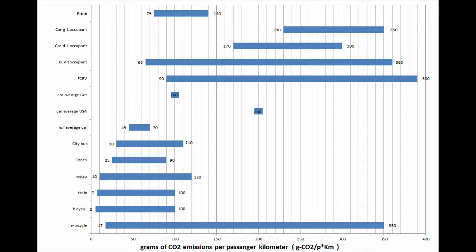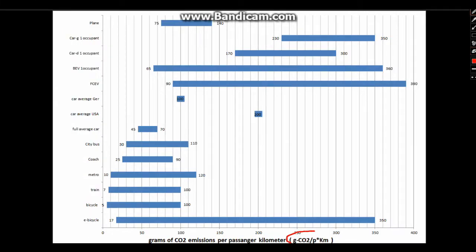Before we start, I want to say that these numbers are not very precise. They're only meant to make comparisons. The units I use are grams of CO2 per passenger kilometer. So you can think about it like the amount of CO2 emitted by each vehicle while traveling 1 kilometer divided by the number of people inside the vehicle.